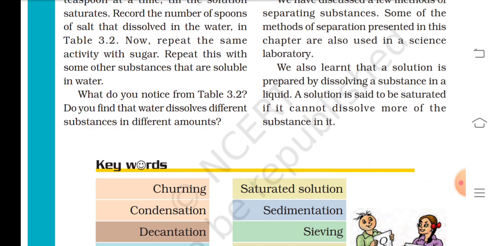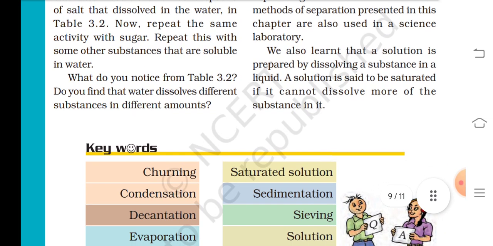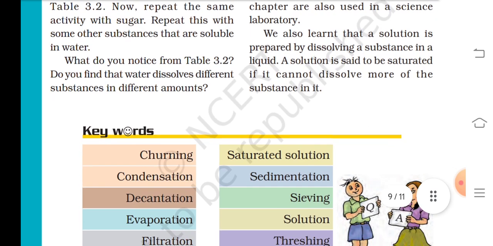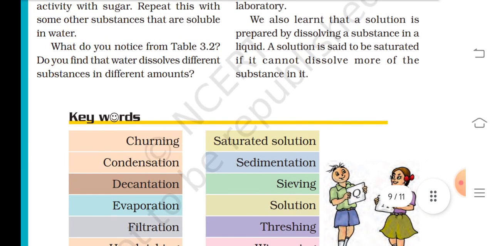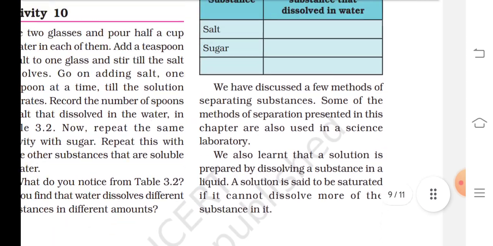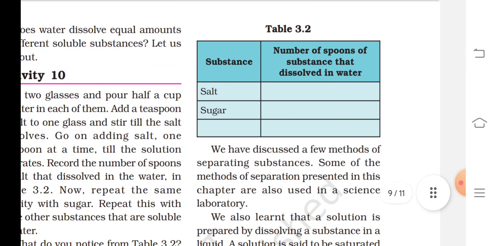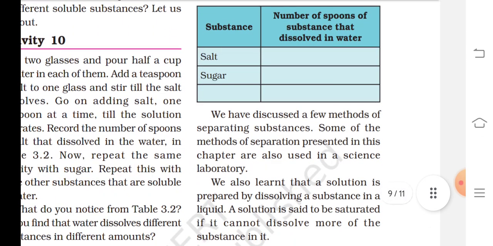Now repeat the same activity with sugar. Repeat this with some other substances that are soluble in water. What do you notice from Table 3.2? You find that water dissolves different substances in different amounts. Table 3.2: substance, number of spoons, salt, sugar.